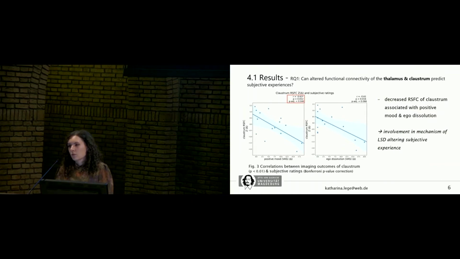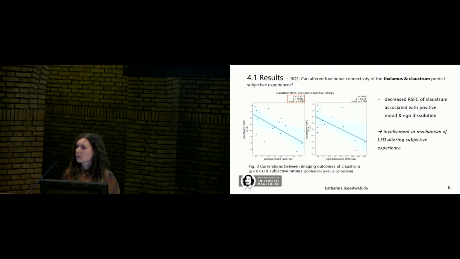So when I correlated the first level imaging outcomes with subjective ratings, I observed moderate correlations for the thalamus and the claustrum. However, when I applied Bonferroni correction of the p-values to account for the multiple testing, only the correlation between the claustrum connectivity and positive mood remains significant, showing us that there is decreased connectivity of the claustrum associated with the stronger experience. There was also a tendency observed for ego dissolution.